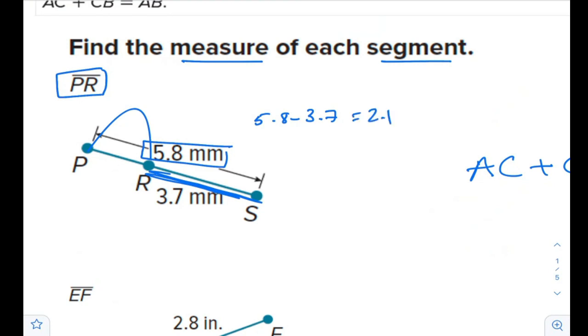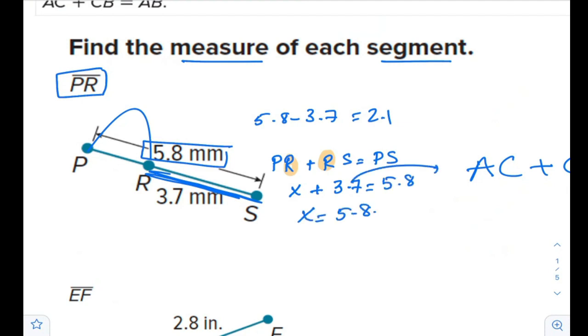If you want the details, then you can do it this way. You can say that PR plus RS is equal to PS. Look, R is between the two points, so it is appearing here that it is common. PR, we know that it's unknown, plus RS, which is 3.7, is equal to PS, which is 5.8. X is 5.8 minus 3.7, which is 2.1 millimeter. And this is simply what we can do.